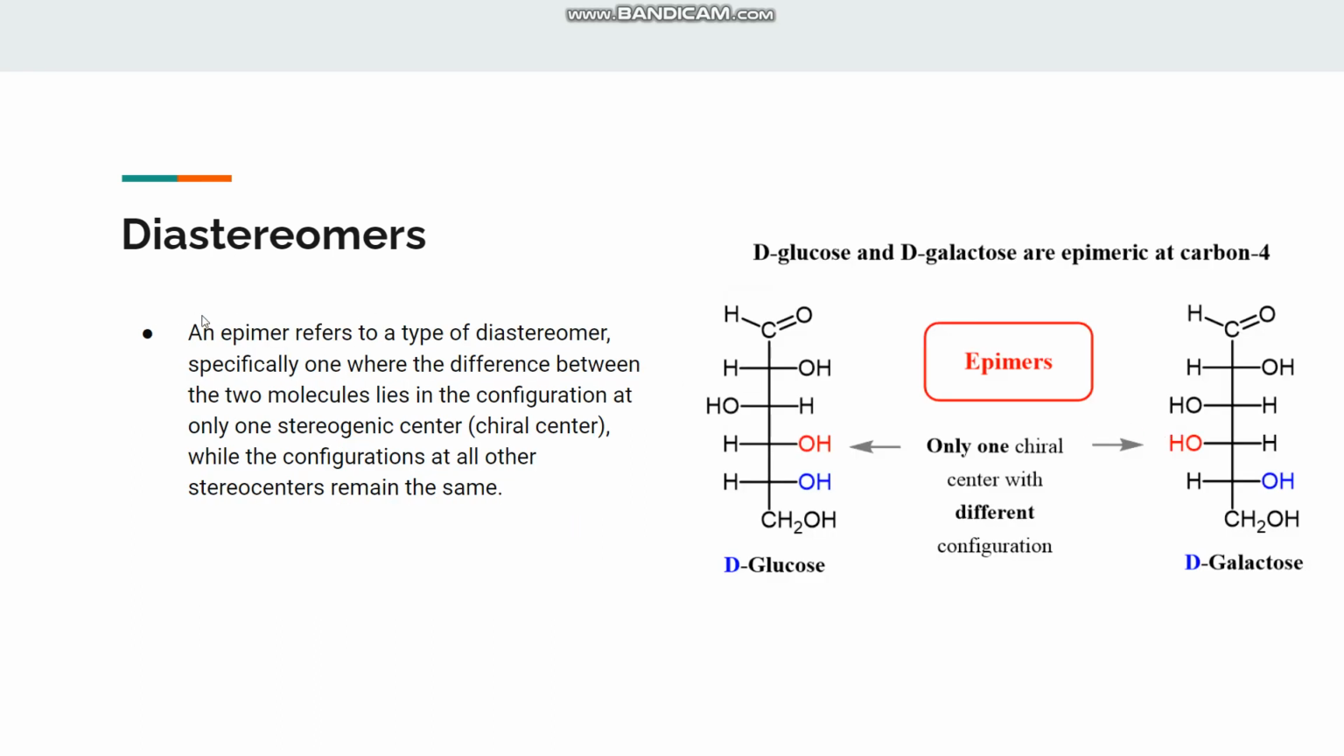A type of diastereomer is an epimer. Okay? So an epimer is where the two molecules are the same, but the only difference is in one stereogenic center or chiral center. So for example, right here. Here the hydroxy group is placed to the right, here is placed to the left. So this is an epimer. Okay.